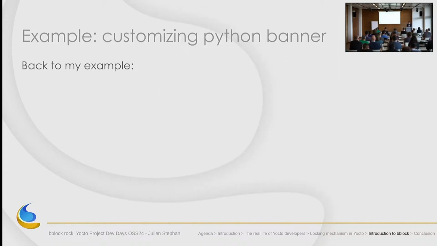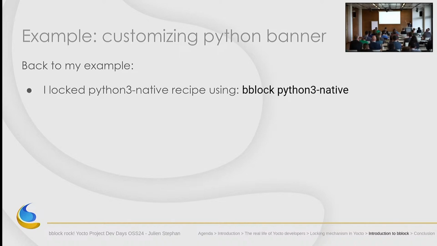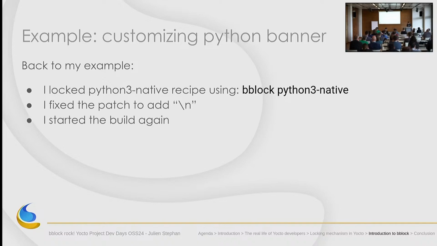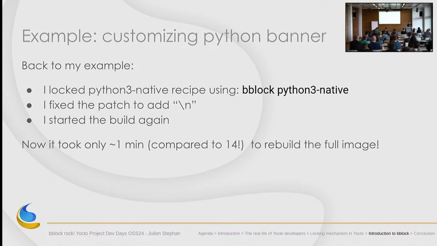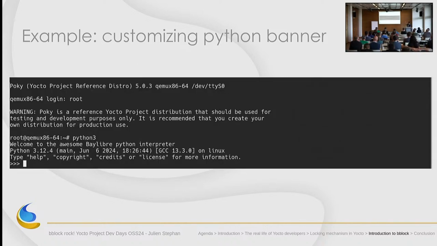So back to my customization of the Python banner. The first thing I need to do is to lock the Python 3 native recipe. So just run bblock python3-native. That's it. Then I add this new line character in my patch and start the build again. And it took me only 1.5 minutes to rebuild the full image, compared to the 14 minutes before. That's a game changer, sorry. So 1 minute compared to 14. So here it is, my new interpreter with my new line character. I'm so proud of it. It just took me 1 day, but yeah.